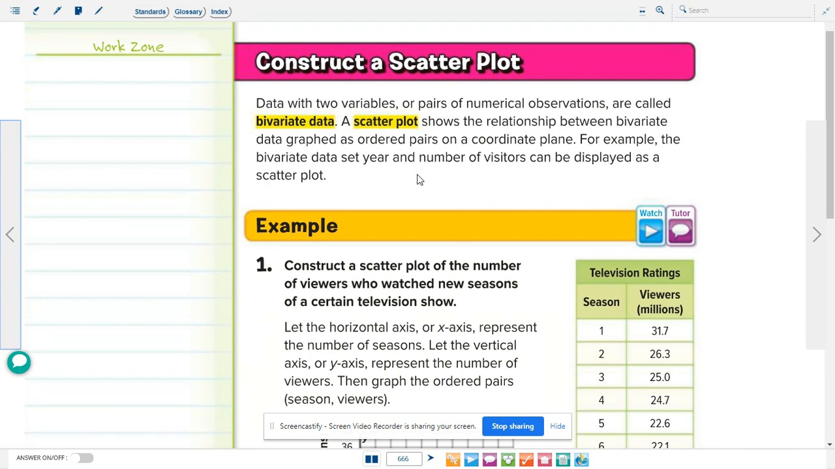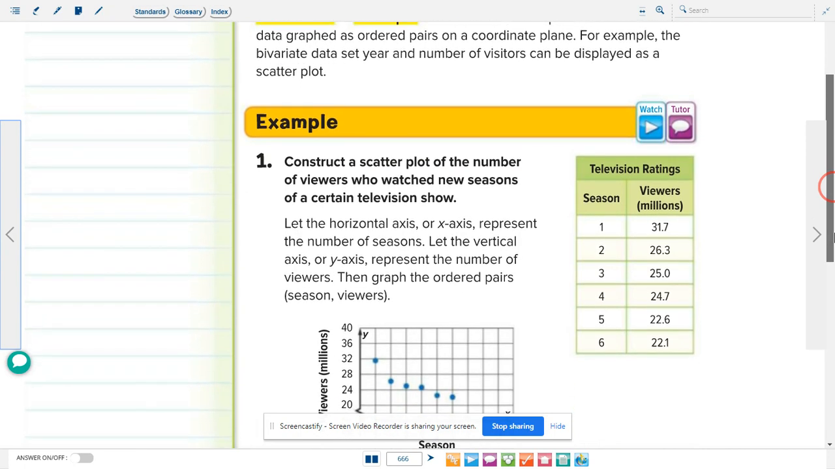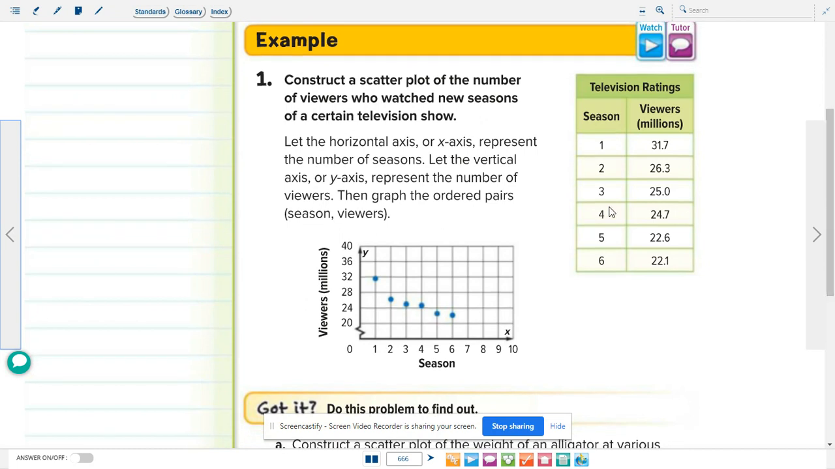For example, the bivariate data set year and number of visitors can be displayed as a scatterplot. Because there are two sets of data here, the years is a number and the number of visitors is also another number. So you can see if those two numbers are related in any substantial relationship. Okay, so let's go with example 1.